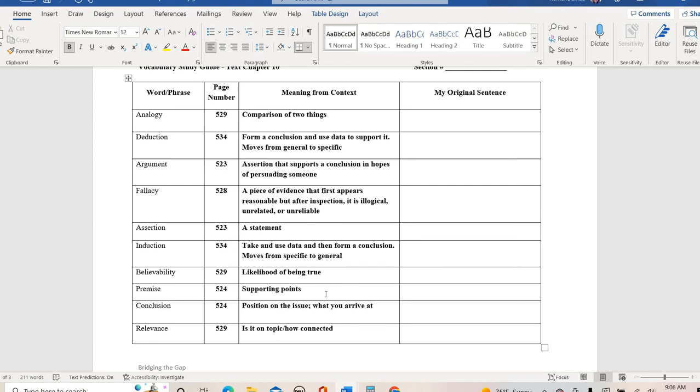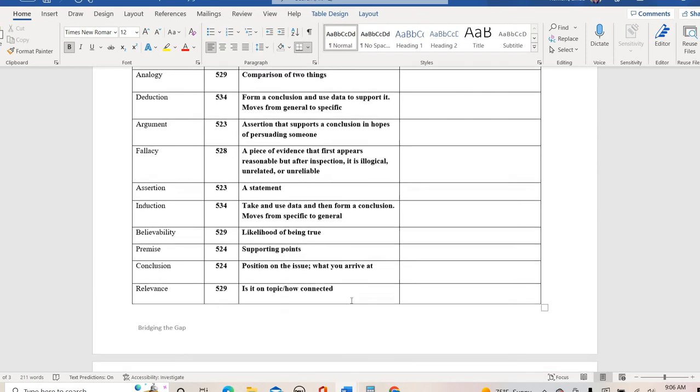Conclusion is the position, like what did you arrive at? Here's all your data, here's all the examples, opinions, stats. What conclusion did you reach? What did you arrive at? And this is what you do when you write, right? This is when you come to a conclusion. If you're doing a persuasive essay or you're trying to really get your point across, you have that conclusion paragraph. Relevance is how on topic or connected is the information you're presenting, how related, how connected.